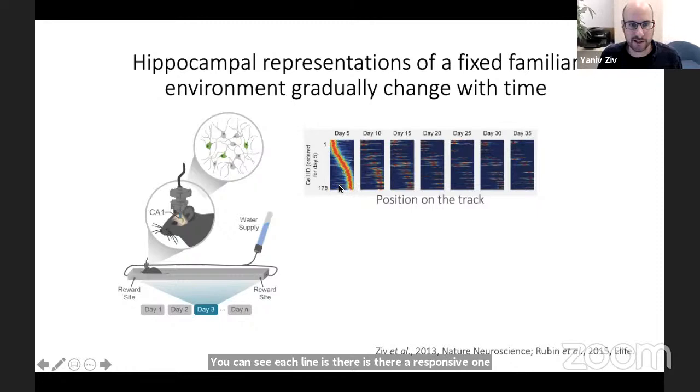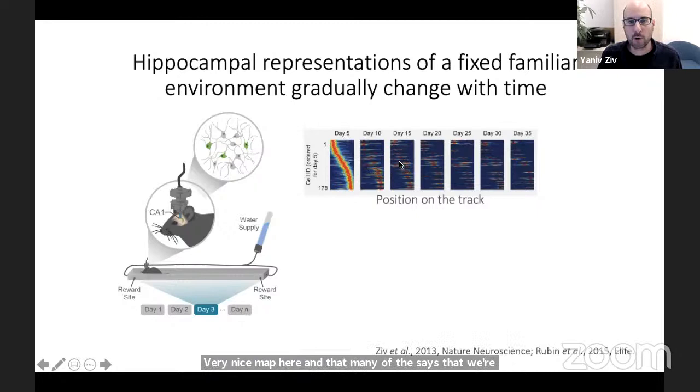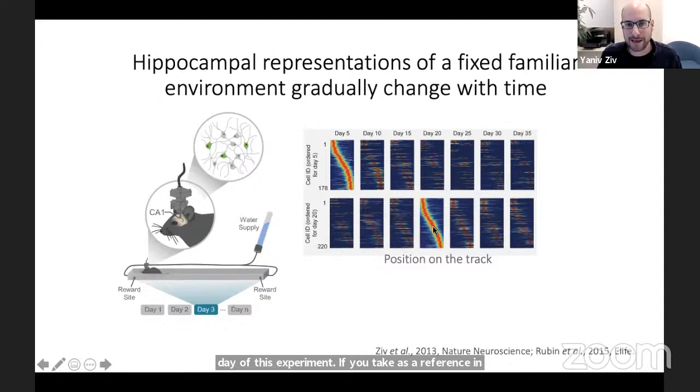And you can see a very nice map here, and that many of the cells that were active, or place coding, on day five were no longer place coding on later days. And you can see this gradual fading of this specific representation. But this is not something that is unique to the first day of this experiment. If you take as a reference the map that was formed by all the places that were place coding on day 20, the middle of the experiment, you can see the gradual buildup and gradual decay of this representation.